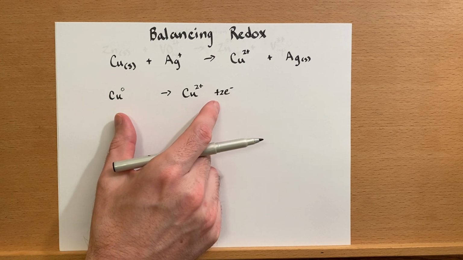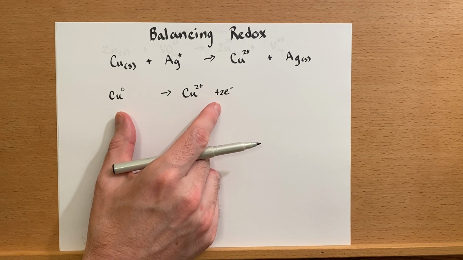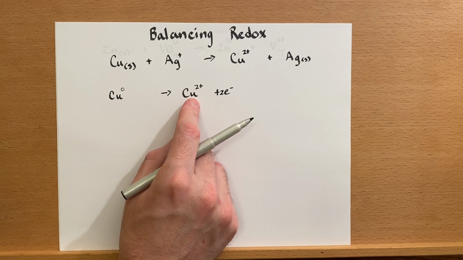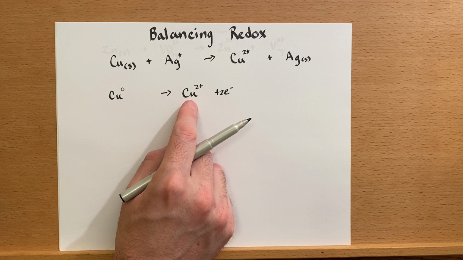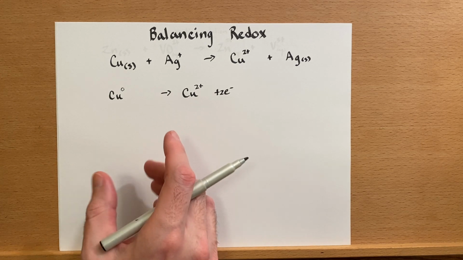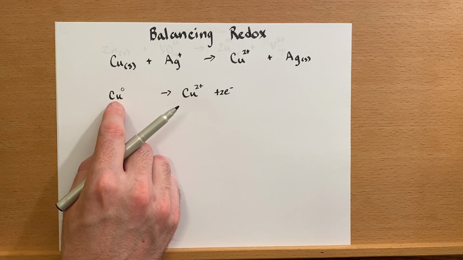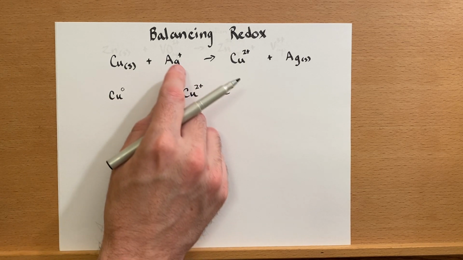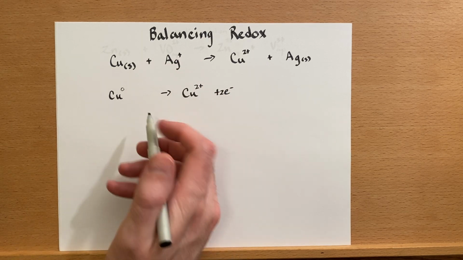And in this case, it's the oxidation portion of the reaction, because the copper went from 0 to plus 2. That's an increase in oxidation number, and so that is oxidized. And put another way, this is the reducing agent, because it's what caused the silver to be reduced.